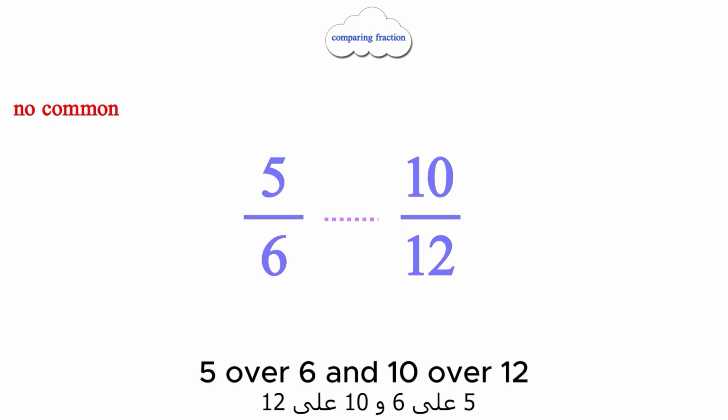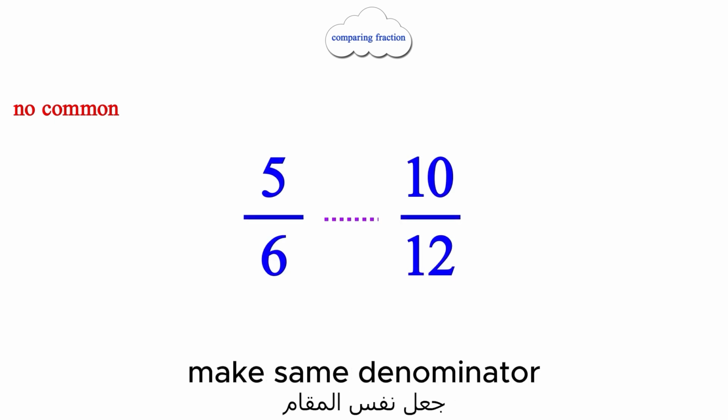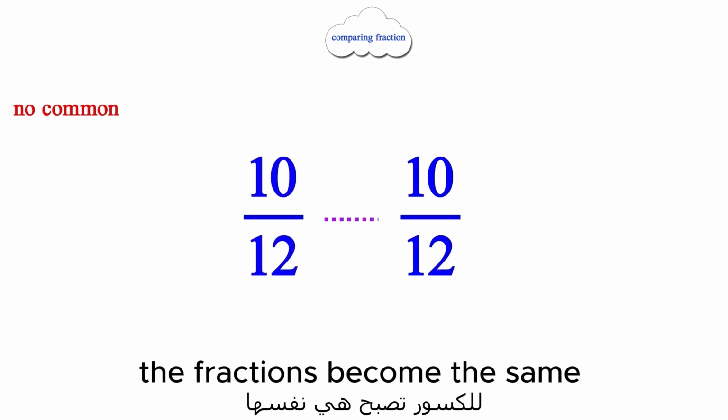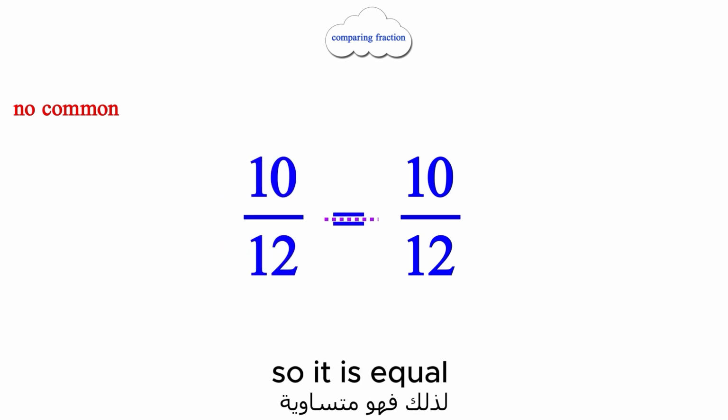Another example, 5 over 6 and 10 over 12. Make the same denominator. The fractions become the same, so they are equal.